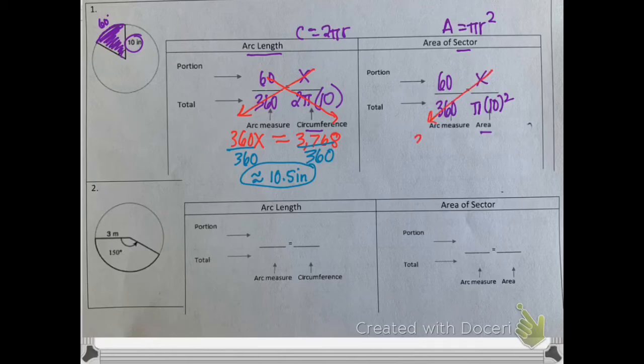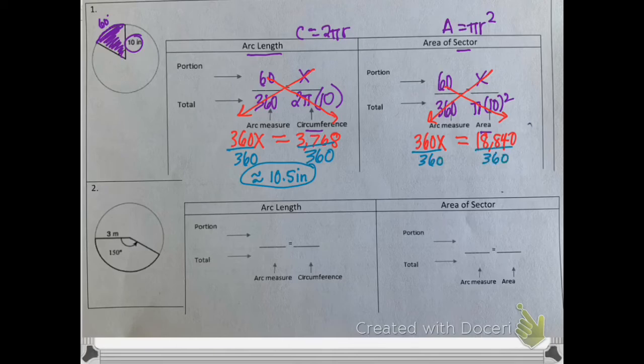X times 360 is 360x, and that's equal to, so I'm multiplying 60 times 3.14 times 10 times 10, which is the same as 100, right, if you square 10. So 60 times 3.14 times 10 times 10, and I get 18,840. One last step, divide both sides by 360 and then round to the nearest tenth.